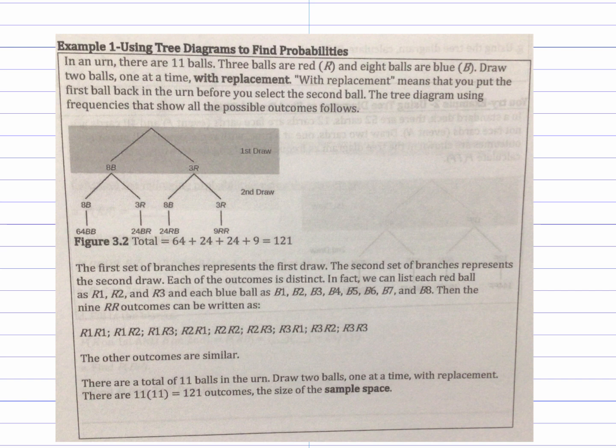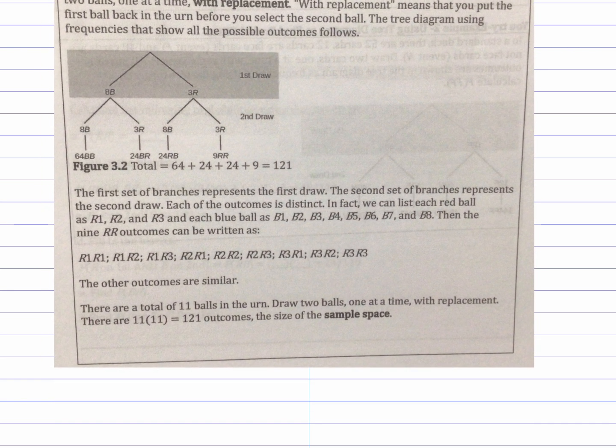It says, in an urn, there are 11 balls. 3 balls are red and 8 balls are blue. Draw 2 balls at one time with replacement. With replacement, and you guys know what this means. And so then this tree diagram shows frequencies, but all of the ones in our notes do not. It says the first set of branches represents the first draw. The second set of branches represents the second draw. Each of the outcomes is distinct.